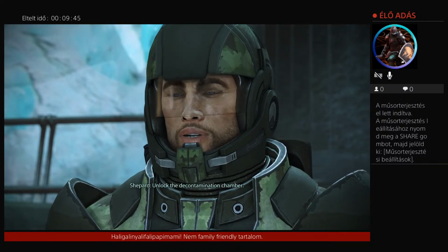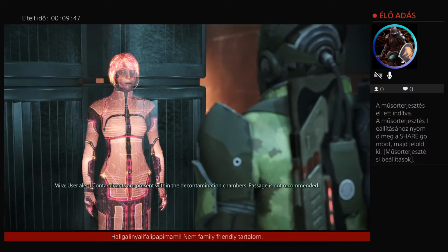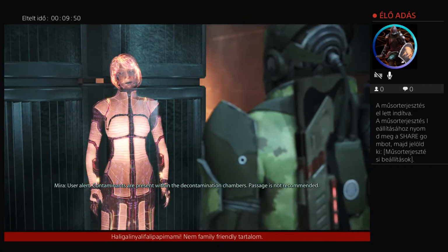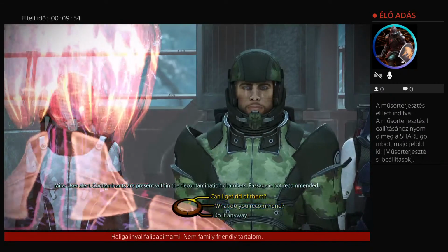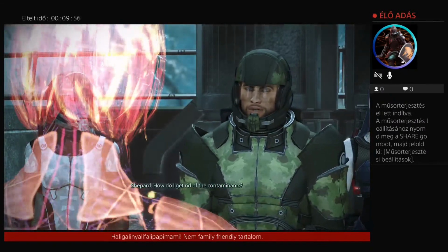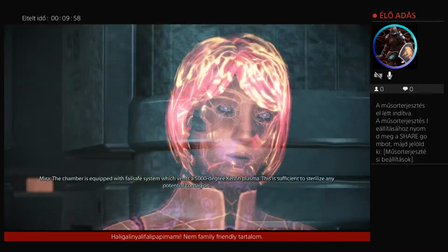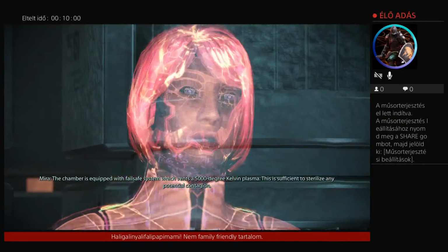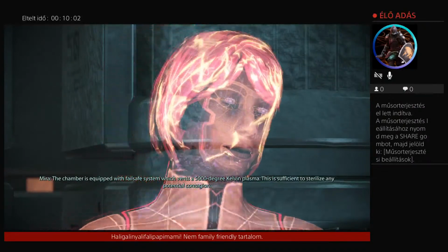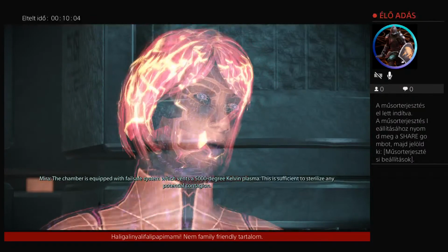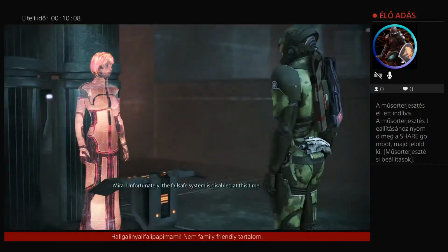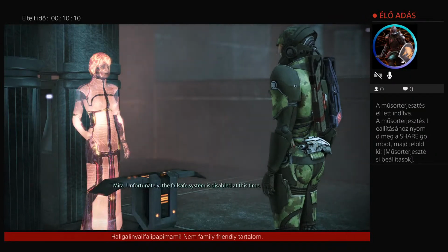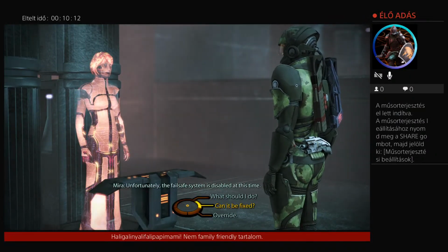Unlock the decontamination chamber. User alert. Contaminants are present within the decontamination chambers. Passage is not recommended. How do I get rid of the contaminants? The chamber is equipped with a fail-safe system which vents a 5,000-degree Kelvin plasma. This is sufficient to sterilize any potential contagion. Unfortunately, the fail-safe system is disabled at this time.